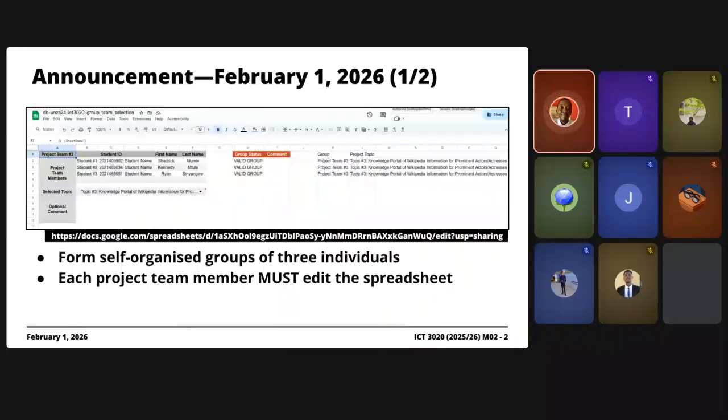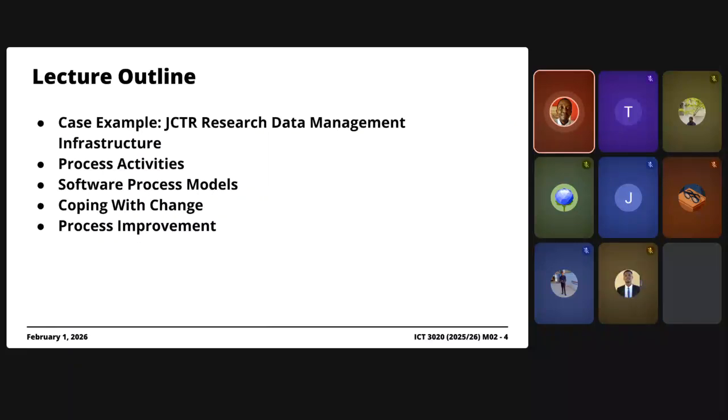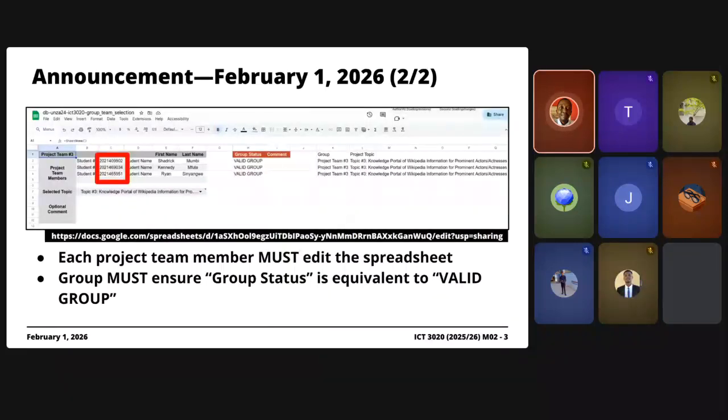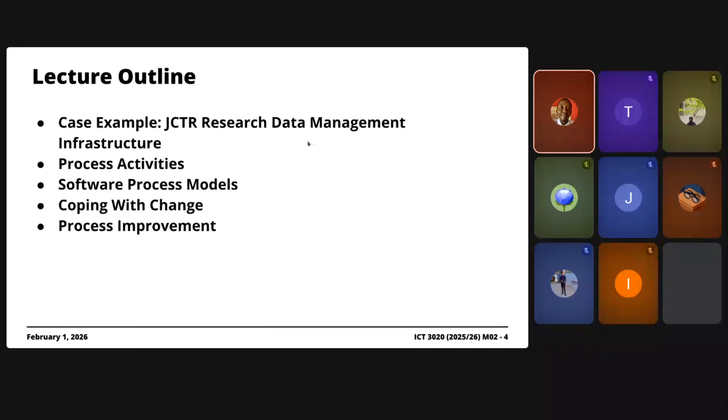Same drill. There's a link to a spreadsheet that has been made available, and you will be expected to self-organize into groups of 5 individuals, not 3, so 5 individuals, and then at a later stage you will be required to decide or to choose a topic, ideally. Okay. So the module is going to be organized as follows.